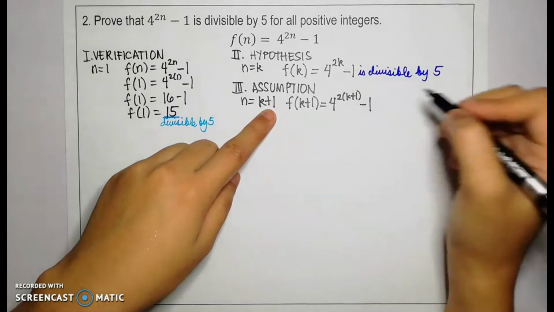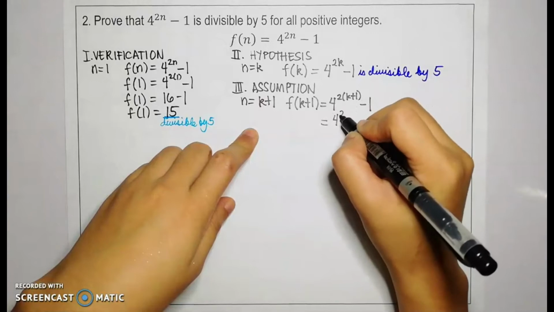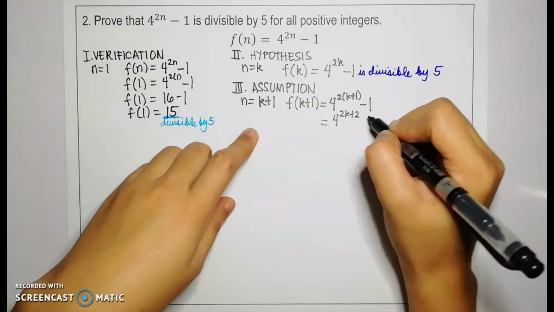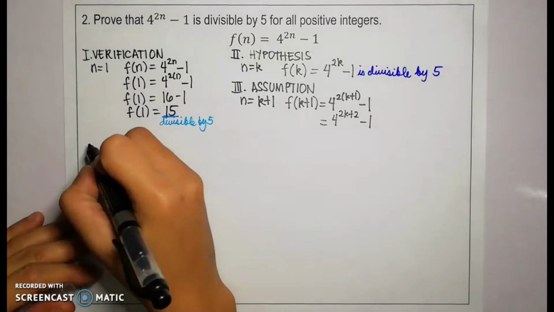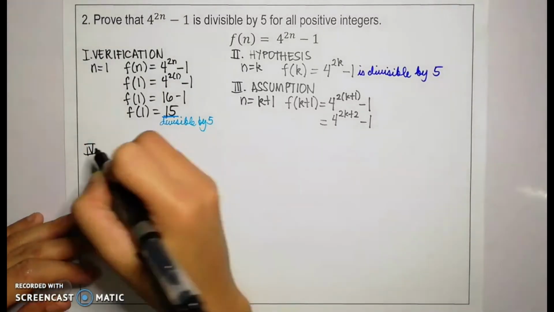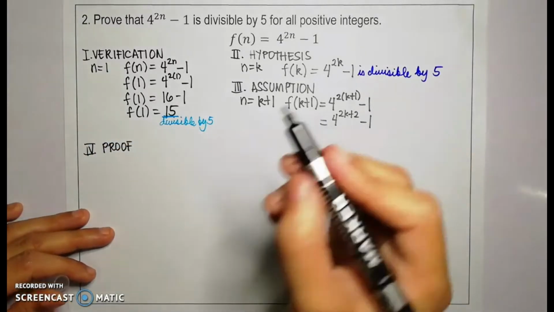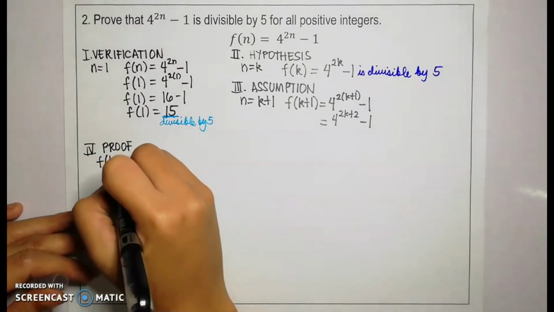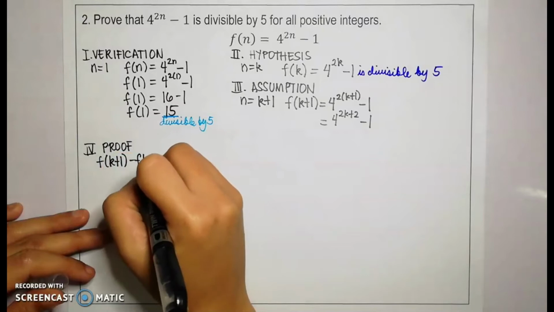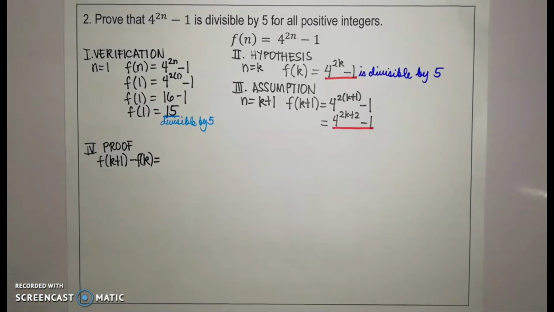After the first 3 steps, we are now ready to prove. So we will just simplify. We have 4 raised to 2k plus 2 minus 1. We are now ready to prove. For proving, we will need the values we get from f of k and f of k plus 1 by using this equation, f of k plus 1 minus f of k.